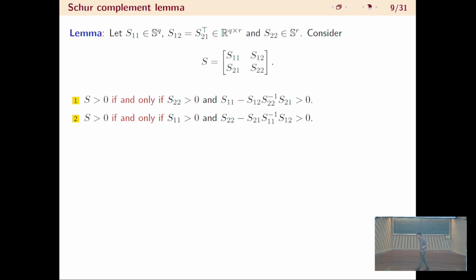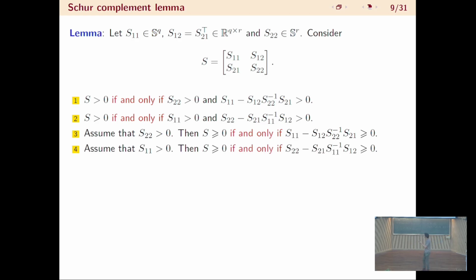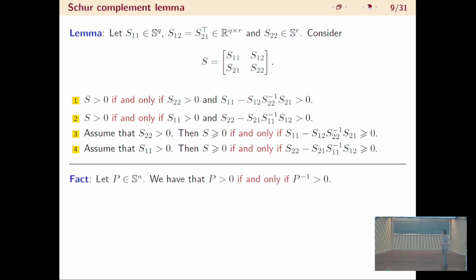Good. Yeah, now we're really on fire, of course, because now you ask yourself, what if I don't care about positive definiteness, but positive semi-definiteness? And you can also do that. So that's the third statement. Suppose that S22 is positive definite, then S is positive semi-definite, just positive semi-definite, if and only if the Schur complement is positive semi-definite. And finally, you also have a statement with respect to the other Schur complement. Okay, good.